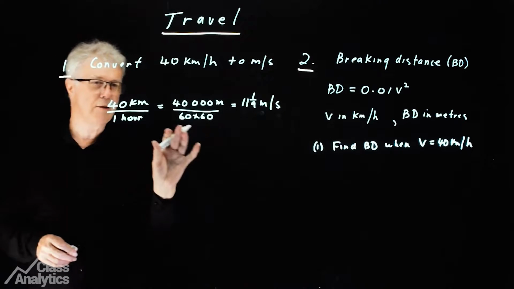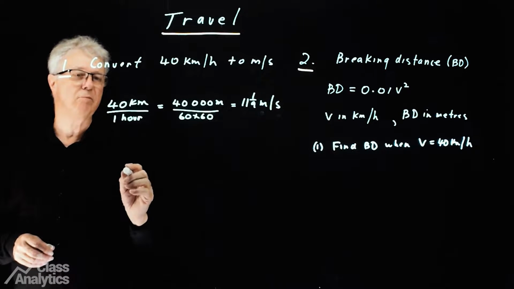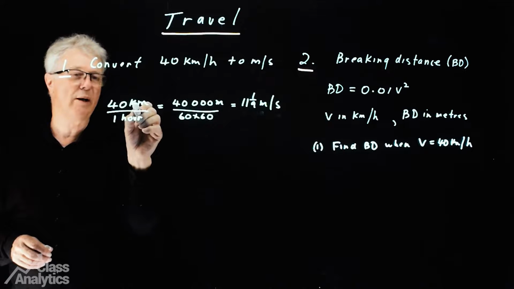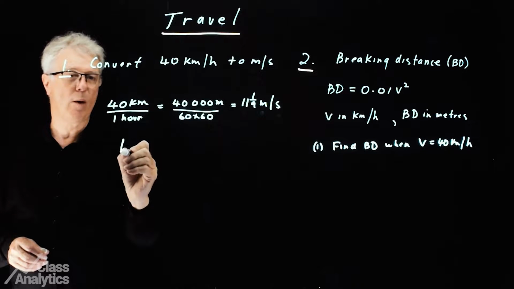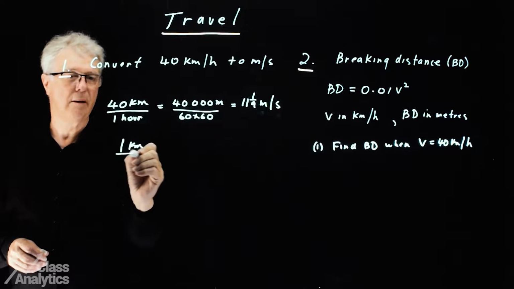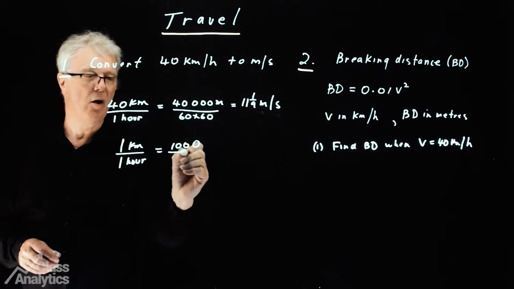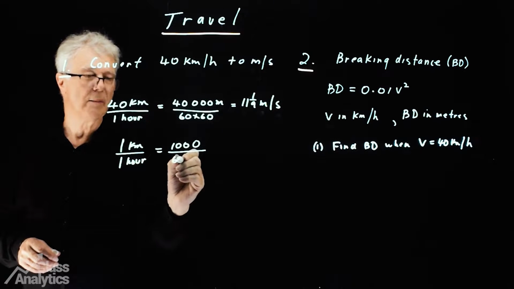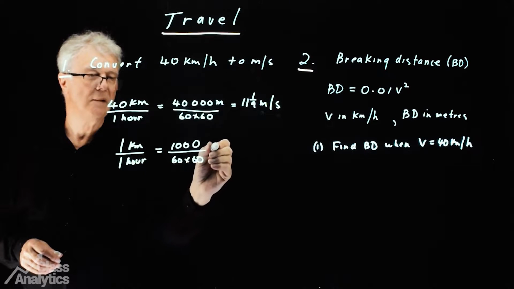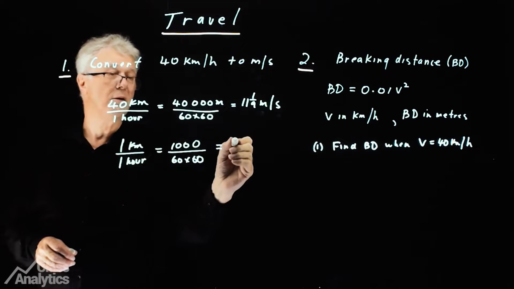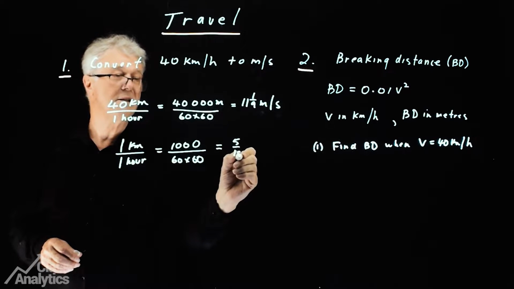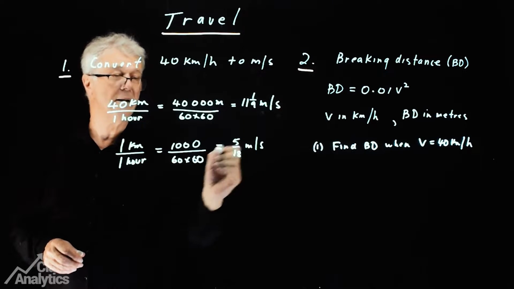Right, now just another comparison. Say we want to change this to 1 kilometre per hour. So look at this. 1 kilometre per hour equals 1,000 over 60 by 60 again. And that breaks down to 5/18 of a metre per second.